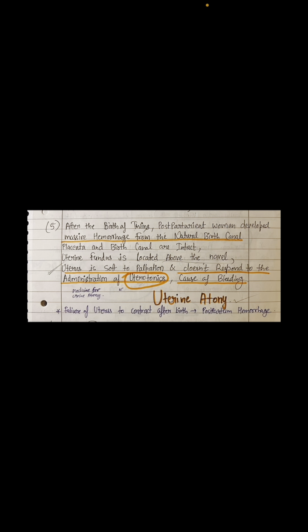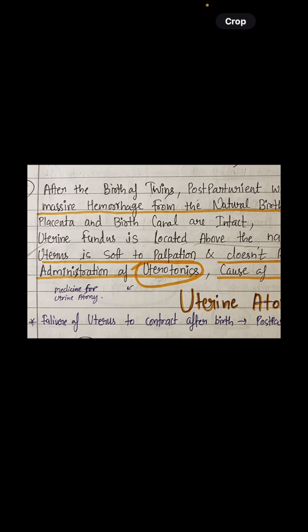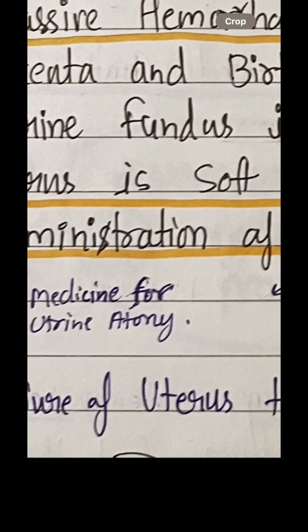After birth of twins, the postpartum woman developed massive hemorrhage from the natural birth canal. Placenta and birth canal are intact. Uterine fundus is located above the navel. The uterus is soft on palpation and doesn't respond to the administration of uterotonics. Cause of the bleeding? So in this question, uterotonics are the medication for uterine atony. I have written it here.